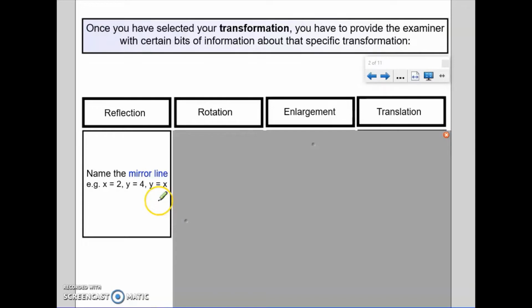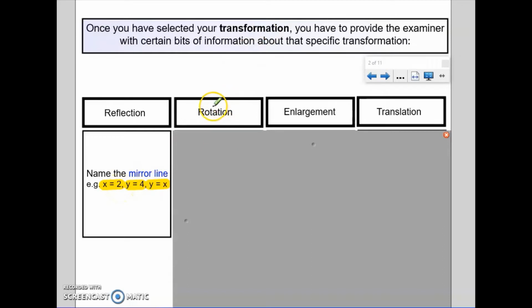If you decide that the movement, the transformation, is a reflection, you also need to tell the examiner the mirror line, that is the line of reflection. So your reflection may have occurred in the line x equals 2, or y equals 4, or y equals x, or any linear graph. So you're giving the equation of the mirror line. So if you're asked to describe a transformation and it is a reflection, you state that it's a reflection and you also give the equation of the mirror line.